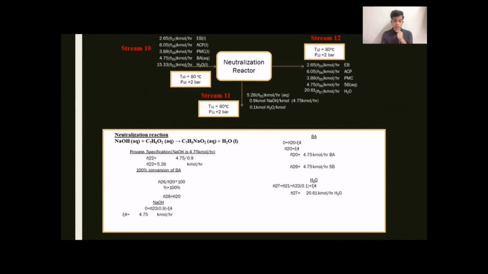For stream 11, the only unknown is N22. We can get the value by using the information given, which is by dividing the molar flow rate of NaOH by its molar fraction. For stream 12, there are 3 known and 2 unknown. The 3 known, we can get the value from extraction column 1. For the unknown, we can get the value by using extent of reaction.